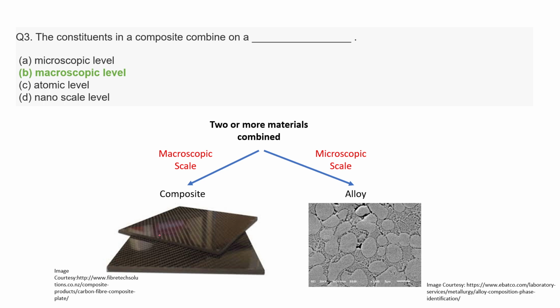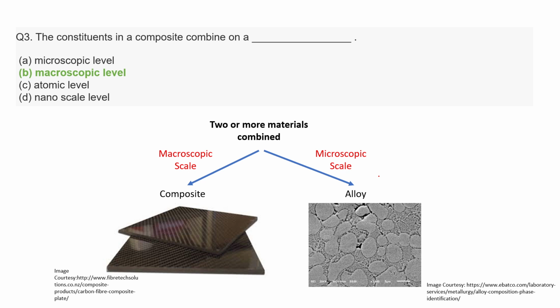As you can see in this diagram, you can see the different constituents in this composite. These are the fibers, and overall there is a matrix. You can differentiate the fibers from the composite. Whereas in an alloy, they are combined at a microscopic level. When you see an alloy metal, you can't say, okay, this part is this metal, this part is that metal. No, they are combined at a microscopic level.